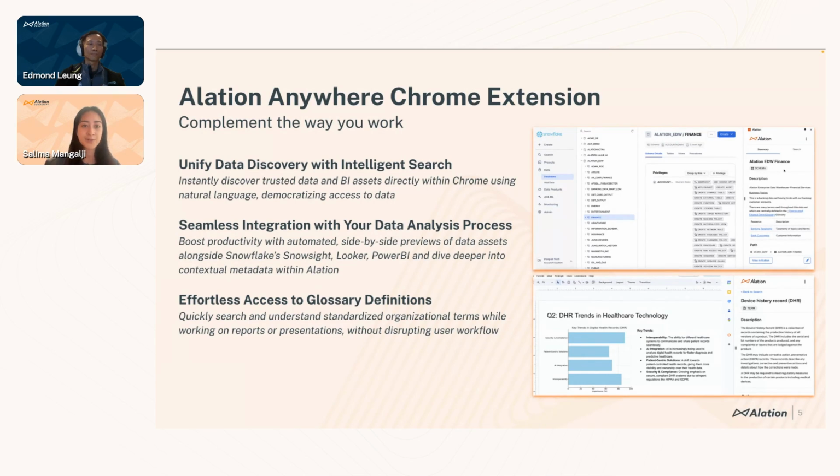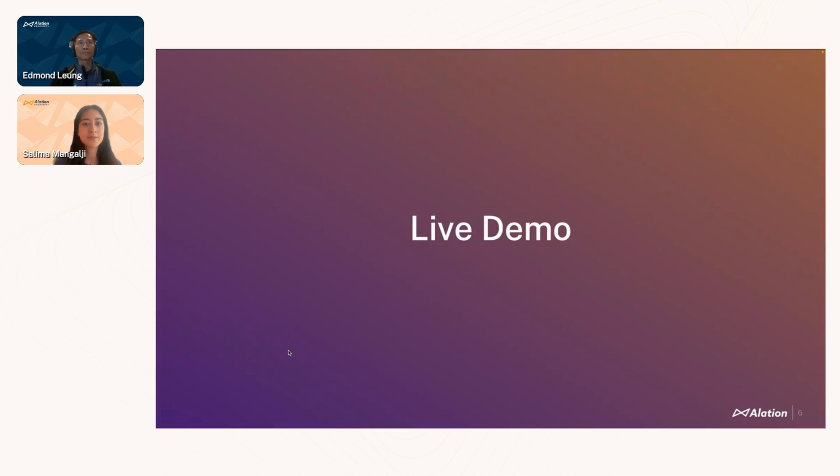Another great use case for our Chrome extension is effortless access to glossary definitions. If I'm an analyst and I'm looking to understand standardized organizational terminology while working on a report or a PowerPoint presentation, I'm able to quickly click on the Alation Chrome extension and look for the exact term I'm looking for, as well as understand the terminology in my report. So now I will pass it on to Edmund for a live demo.